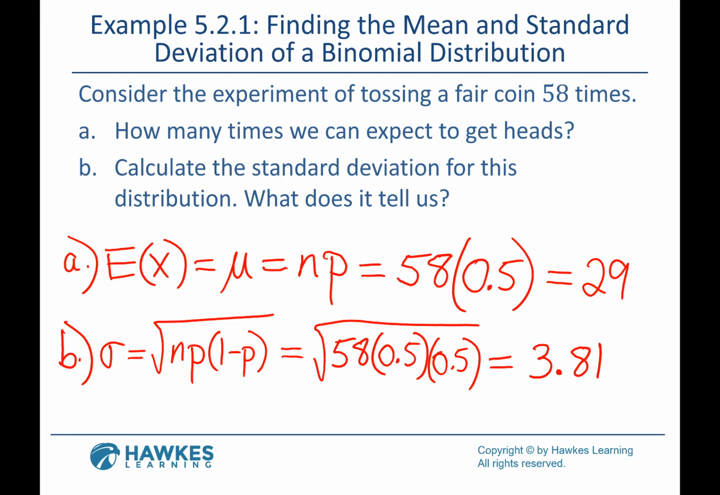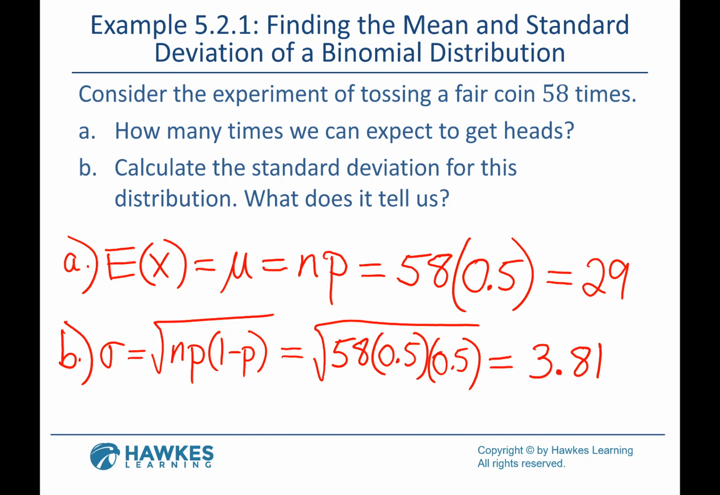So remember, this is how spread out our data is. And so we expect if we do this experiment 58 times, we're going to get about 29 heads. Okay, that's our expected value. But now it's a little weird. We're thinking about if we did the experiment 58 times, and then did the experiment 58 more times, and then did it 58 more times, then we're not going to always get exactly 29 heads.